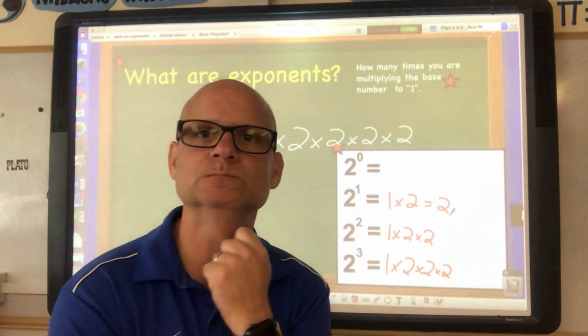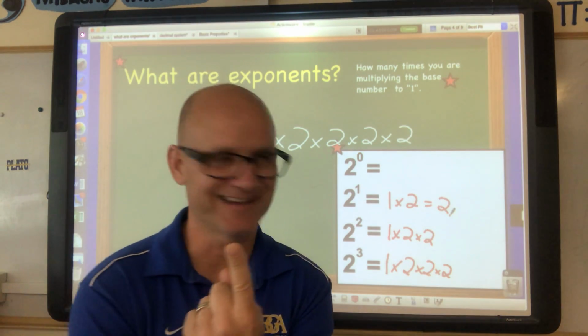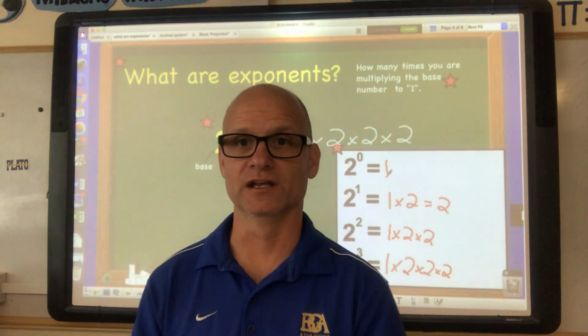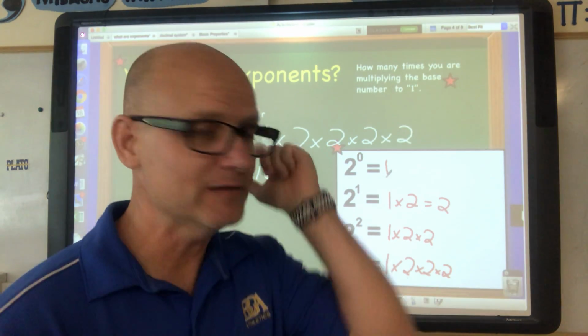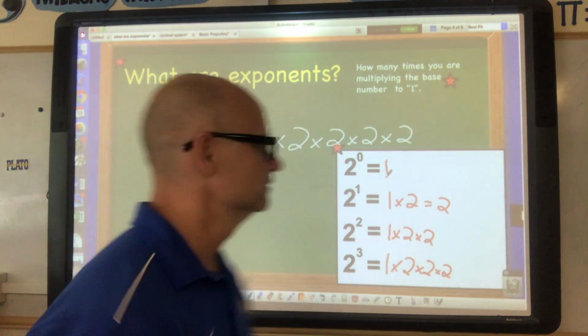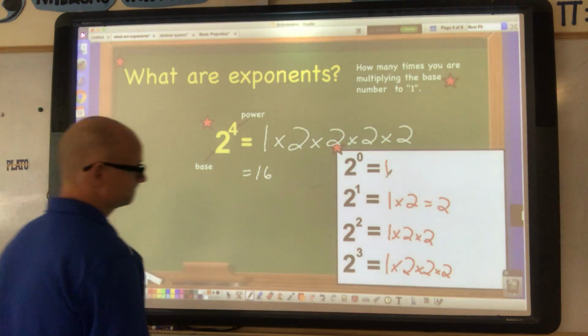Did you say 1? Yeah, it is 1. Anything to the 0 power is just 1. 4 to the 0 power, 1. 5 to the 0 power, 1. 6 to the 0 power, 1. So anything to the 0 power is 1.